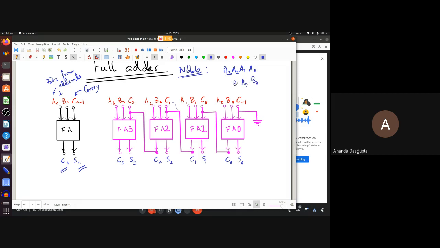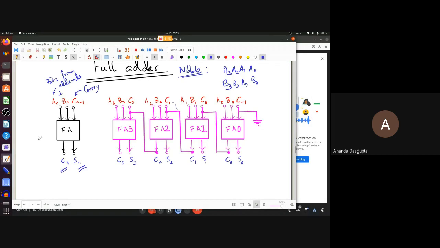B0, B1, B2, B3. So you're adding these two 4-bit numbers together. You're going to send A0, B0 and C minus 1. There is no carry at this level because this is the very first one that you're using here. You could either use a half adder here, or you could use a full adder.